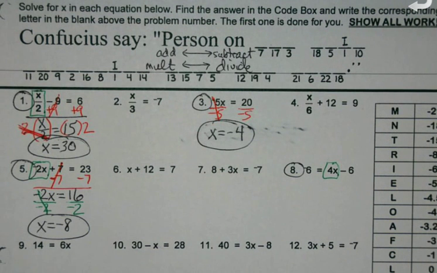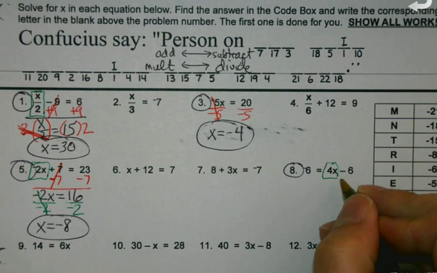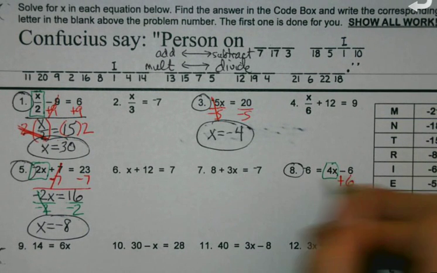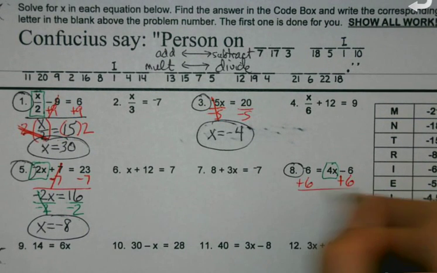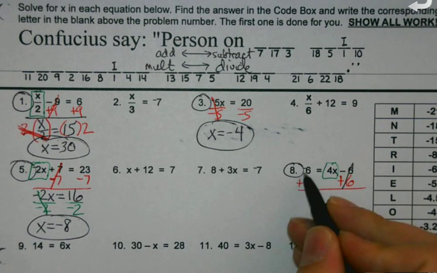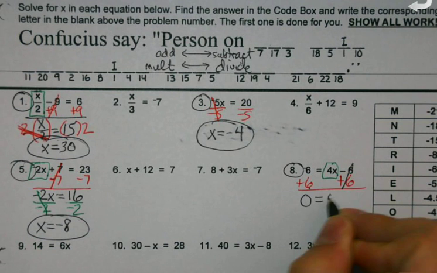You kind of start to see where we're heading. Okay, 8, same deal. How do I get rid of that minus 6 that's not in the box? The opposite of minusing 6 is to add it. Negative 6 plus 6, a whole lot of 0.